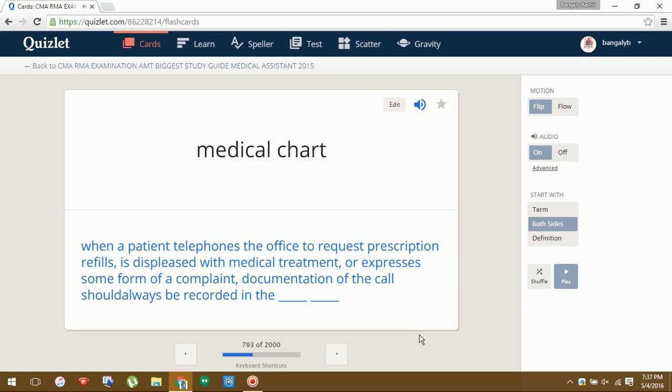Medical chart. When a patient telephones the office to request prescription refills, is displeased with medical treatment, or expresses some form of a complaint, documentation of the call should always be recorded in the medical chart.